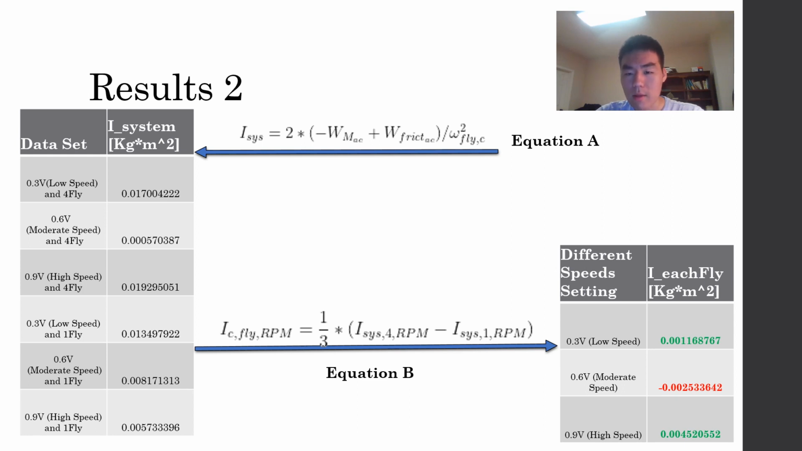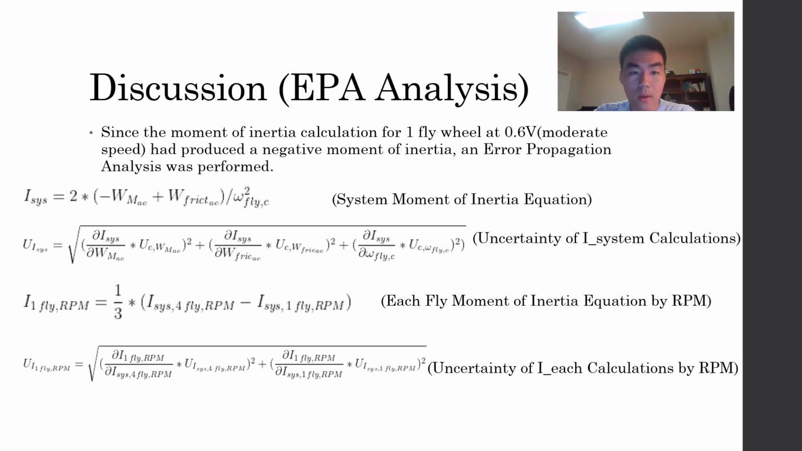Keep in mind that at moderate speed, the moment of inertia of each flywheel is calculated to be negative. We will further discuss this in the next slide. Since the moment of inertia calculation for one flywheel at moderate speed has produced a negative moment of inertia value, an error propagation analysis will be performed with the following uncertainty and moment of inertia equation listed below.